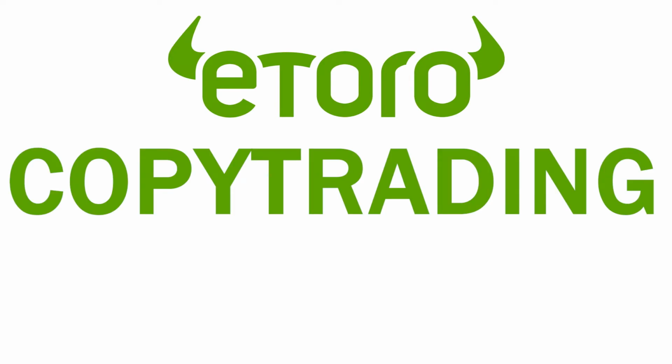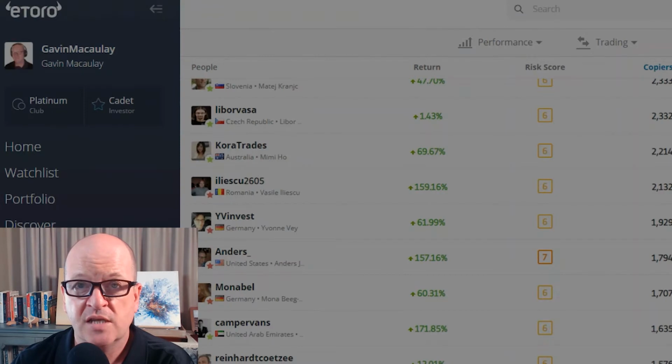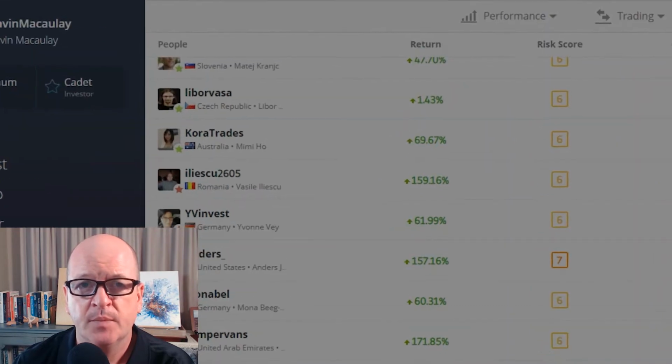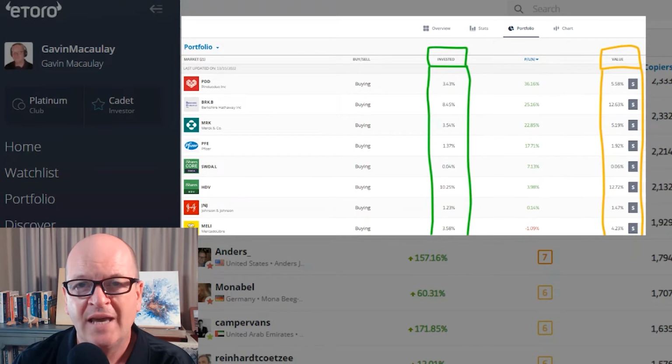eToro Copytrading Basics. The word copy suggests that when you start copy trading a PI's portfolio, you immediately get exactly the same as them. That's not precisely the case. Let me explain. When you start a copy and copy open trades, you get all the positions the PI has according to the proportions in the invested column, highlighted in green.